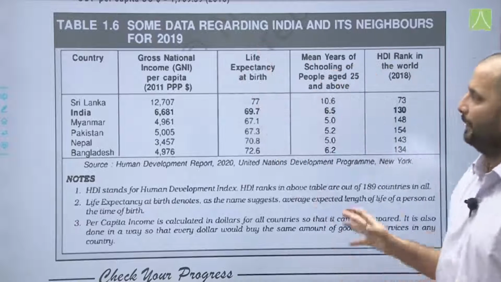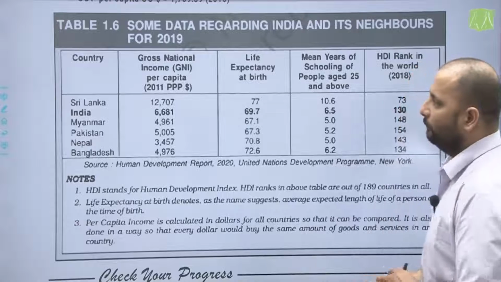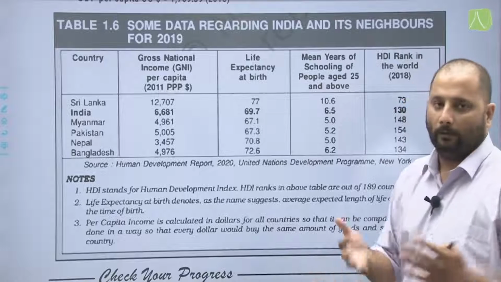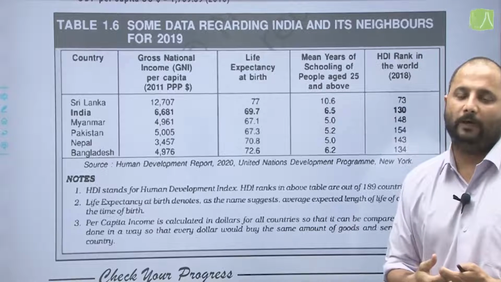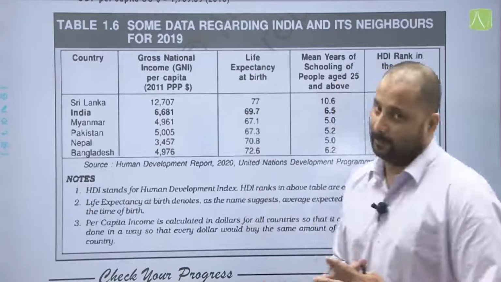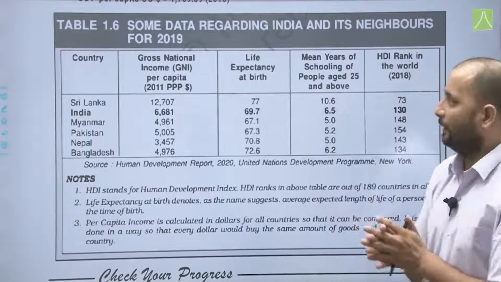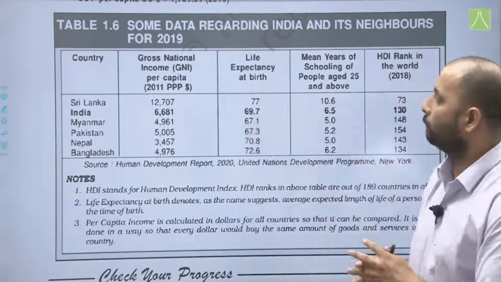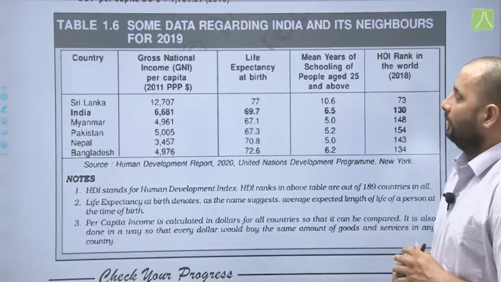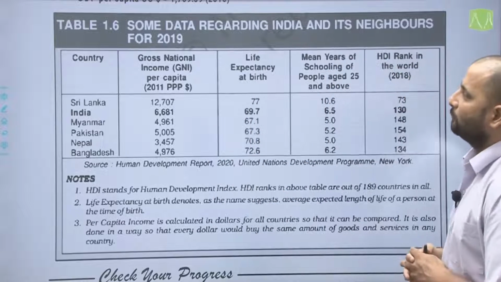In this table, we have compared India and its neighboring countries. We have here Sri Lanka, India, Myanmar, Pakistan, Nepal and Bangladesh. As per the recent things we have been witnessing in Sri Lanka, but still according to this 2019 data, the gross national income or per capita income in Sri Lanka was much higher than in India, that is $12,707. India was second with $6,681.